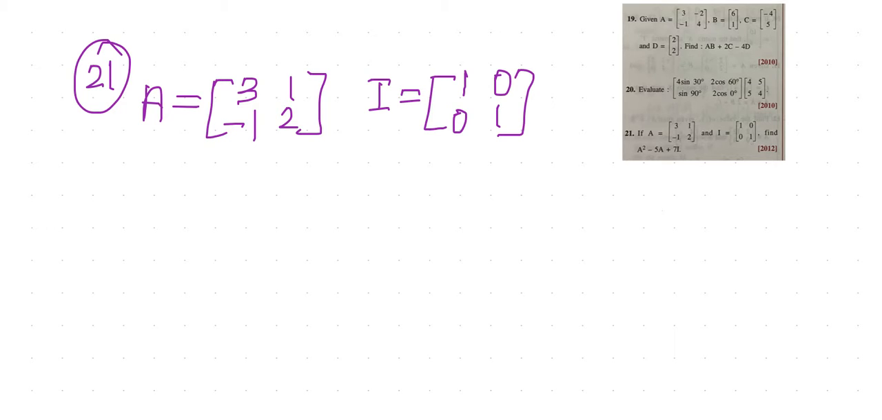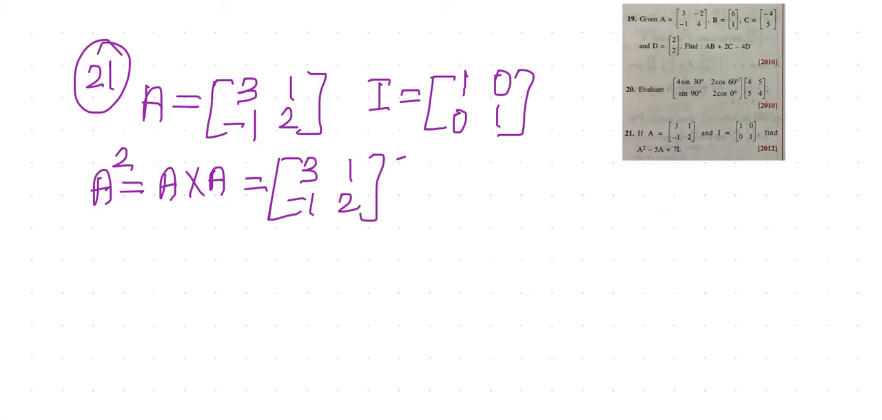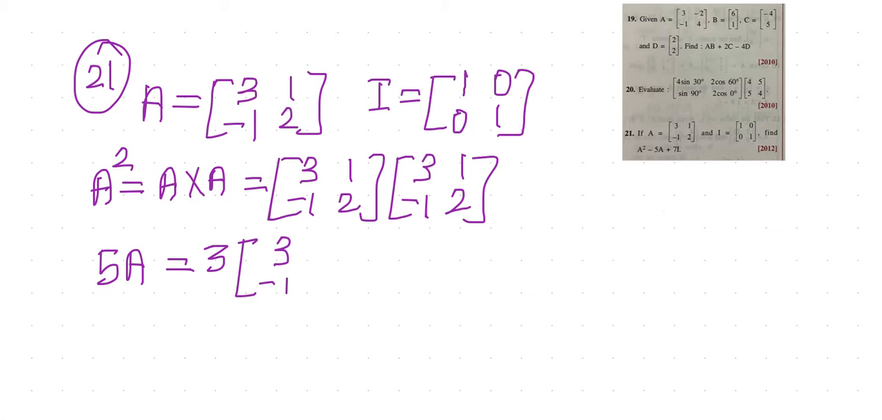Okay, now what you need to do, children, you need to find out what? A square. Okay, so what can you be writing? A square is equal to A into A. Okay, so here you will be finding out first 3, minus 1, 1, 2 and 3, minus 1, 1, 2. Okay, so you can easily just subtract. Then you have to find out 5A separately, children. So 5A you will be getting what? 5 multiplied by 3, minus 1, 1, 2. So you can easily find out this value.